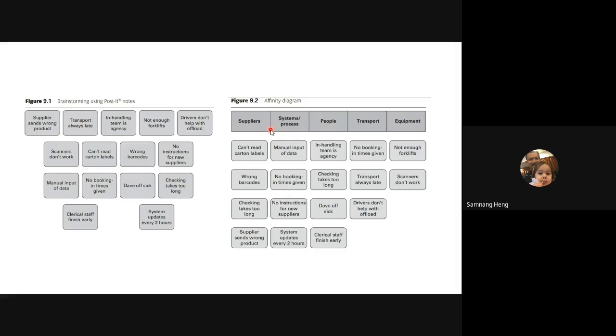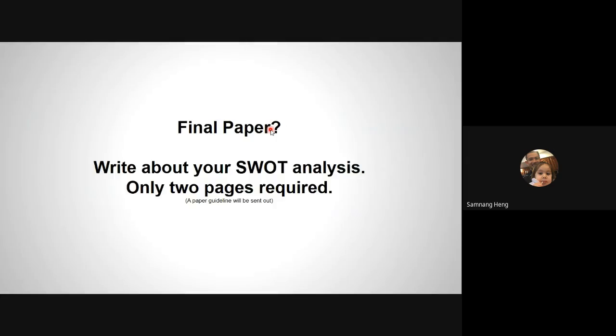No? Okay, if not, we talk about the final paper real quick. I don't need to send a guideline to you guys. The guideline is the same. The format is 12 font Times New Roman. You could find it in the classroom system somewhere around week 7 or week 8. The only difference is the topic, the SWOT analysis.